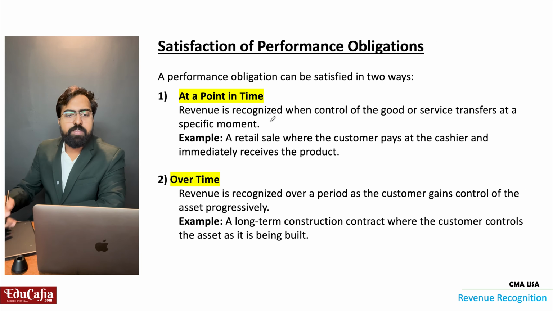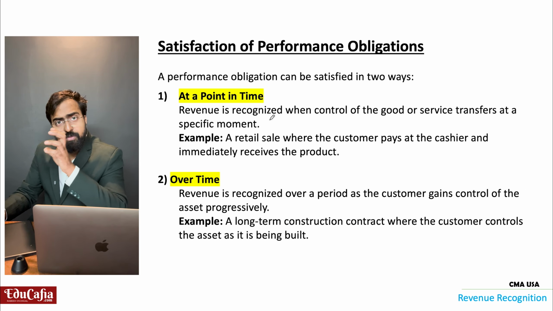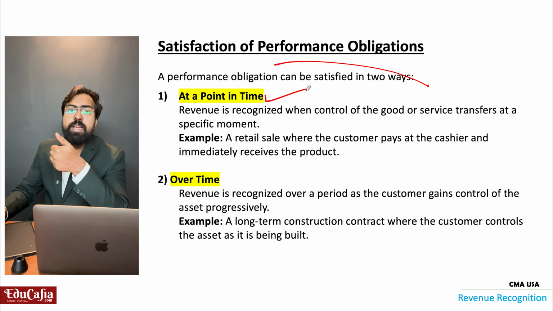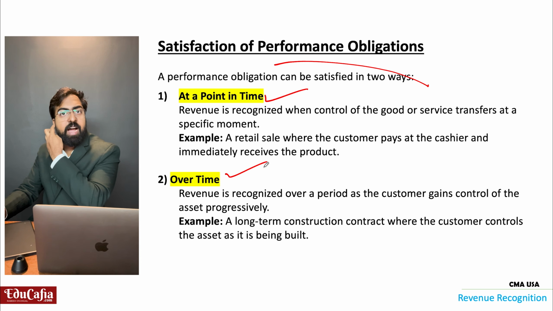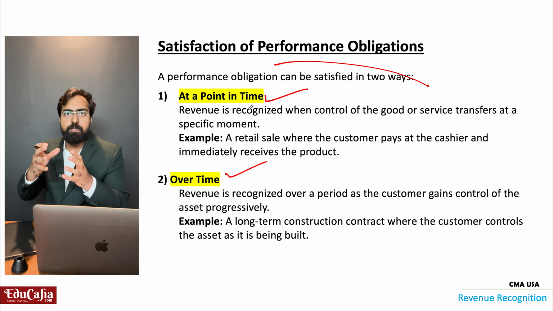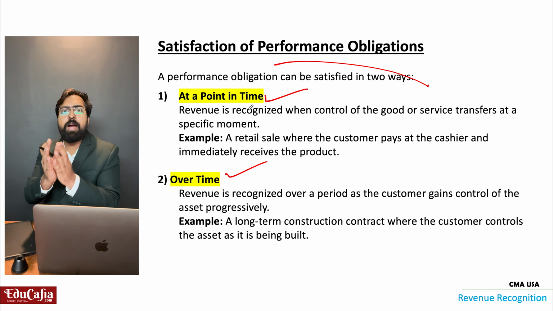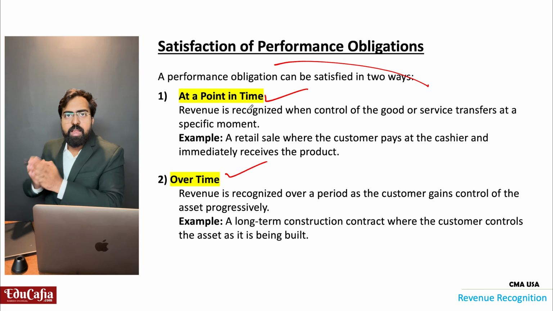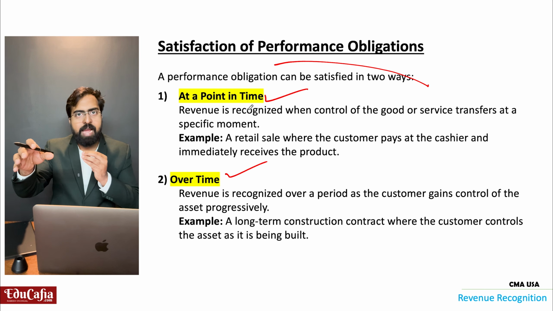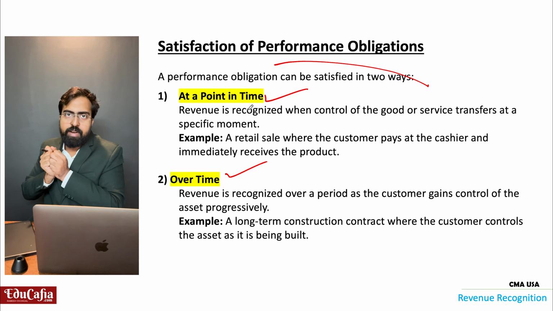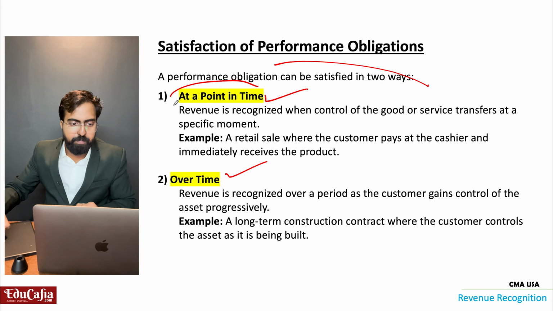Then what is performance satisfaction? For satisfying the performance obligation, there are two ways: at a point in time or over time. At a point in time means if you are going to a supermarket and buying something like a shampoo or a soap, at the time you are getting the material, you are paying. At the cashier, you are paying the amount and you are getting the material. Right? That is at a point in time.